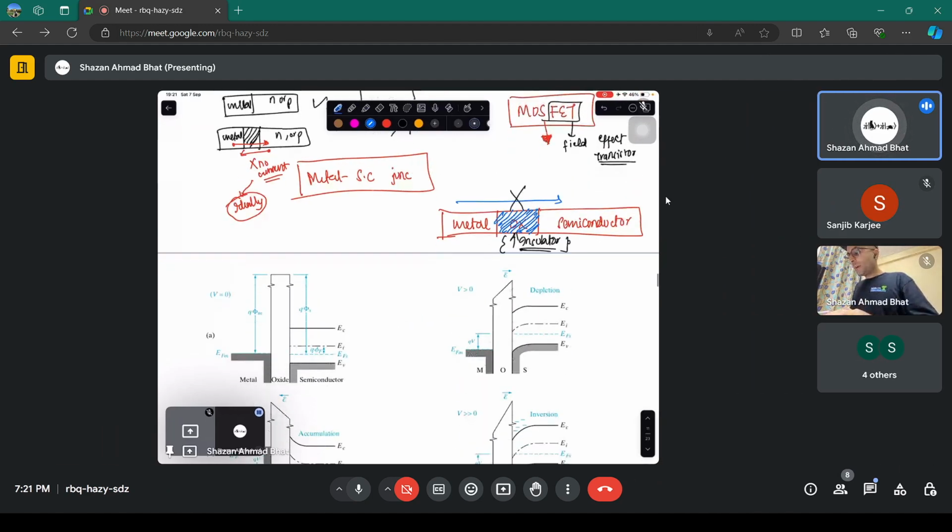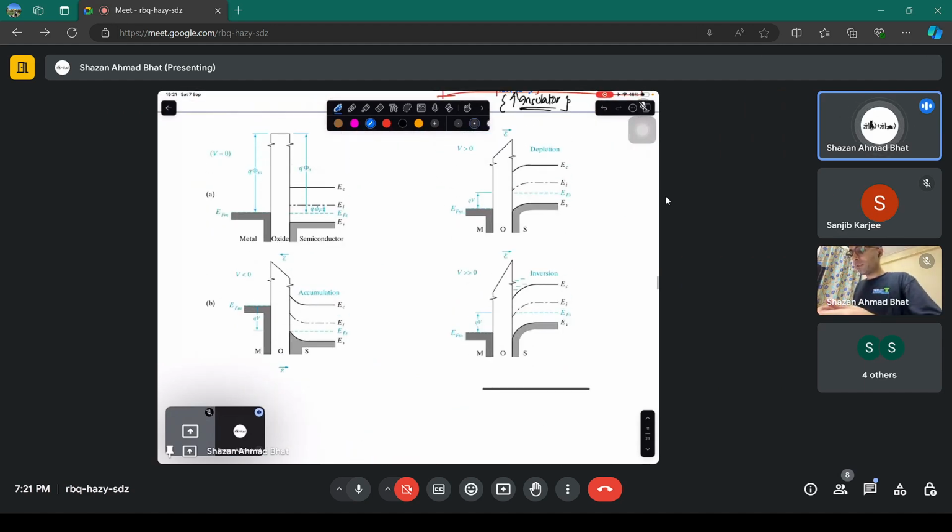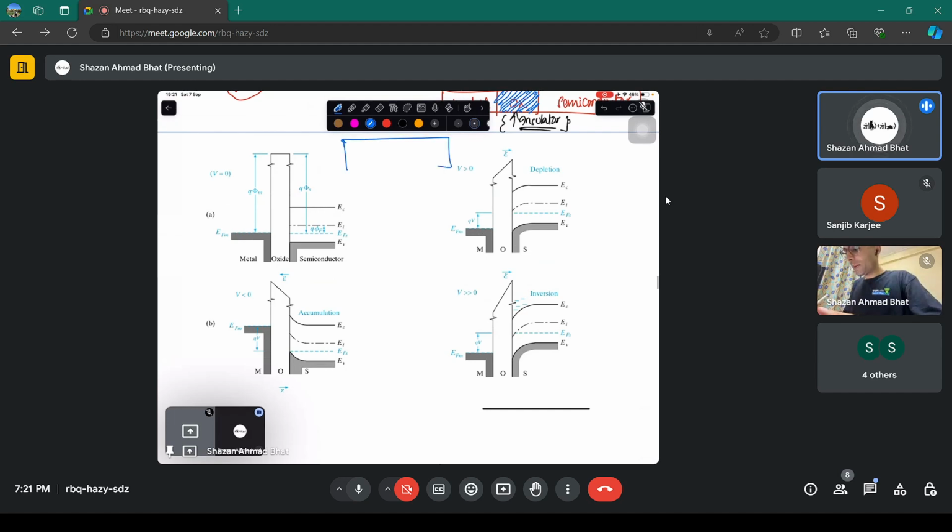So now we have the metal semiconductor junction, not metal oxide and semiconductor. Now this is the particular scenario. You have a metal, you have a semiconductor. This is semiconductor, this is metal. Now this is the particular scenario here.